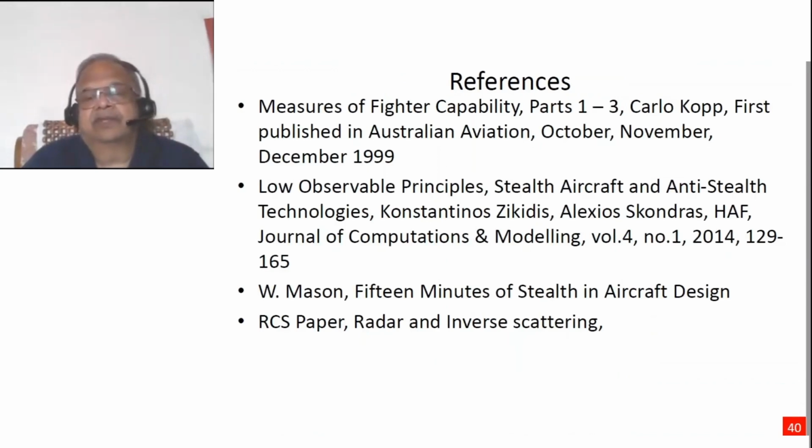Most of the material I have used, none of it is mine. I make no claim for originality here. Most of it is collected from different papers, textbooks, and also from a small article written by Professor Mason from Virginia Tech. Of course, it's the late Professor Mason because I think he has passed on. He has a nice description called 15 Minutes of Stealth in Aircraft Design. Most of the material in this talk is from open domain literature, and no claim for originality is made. This is done purely for educational purposes, to help the students have a quick review of the different techniques followed.